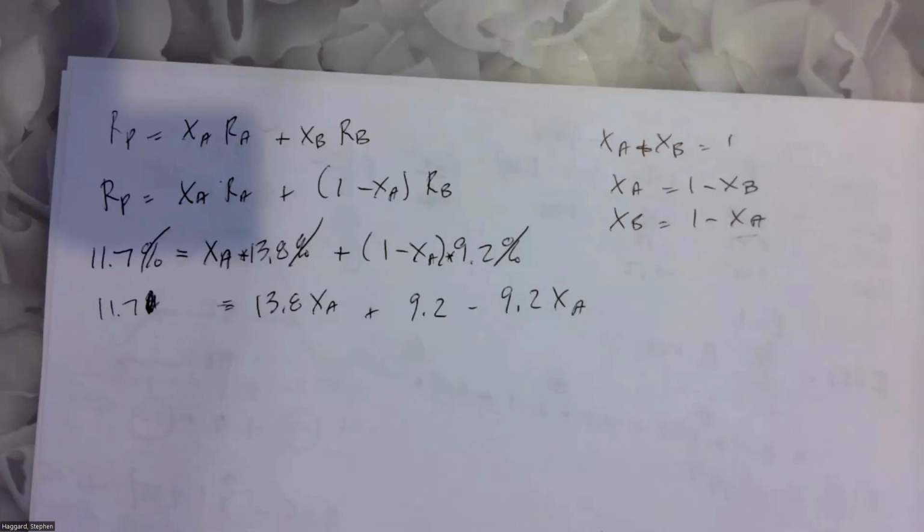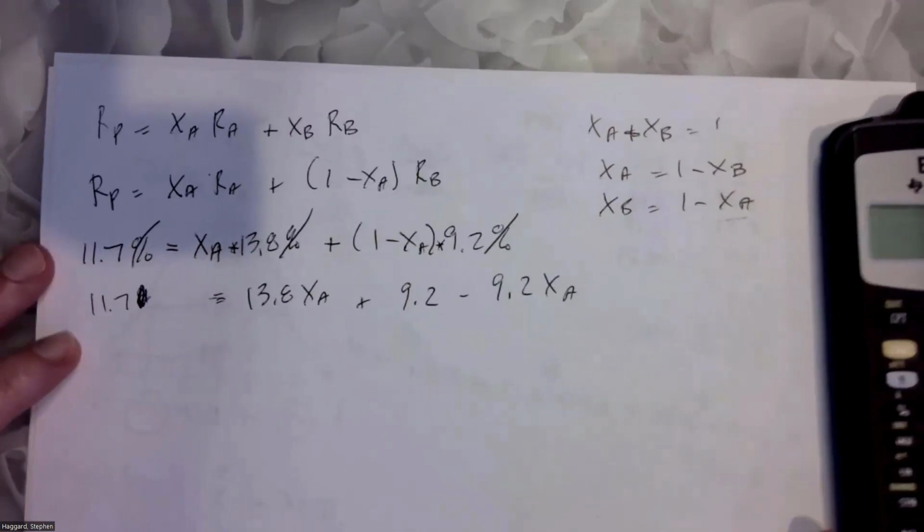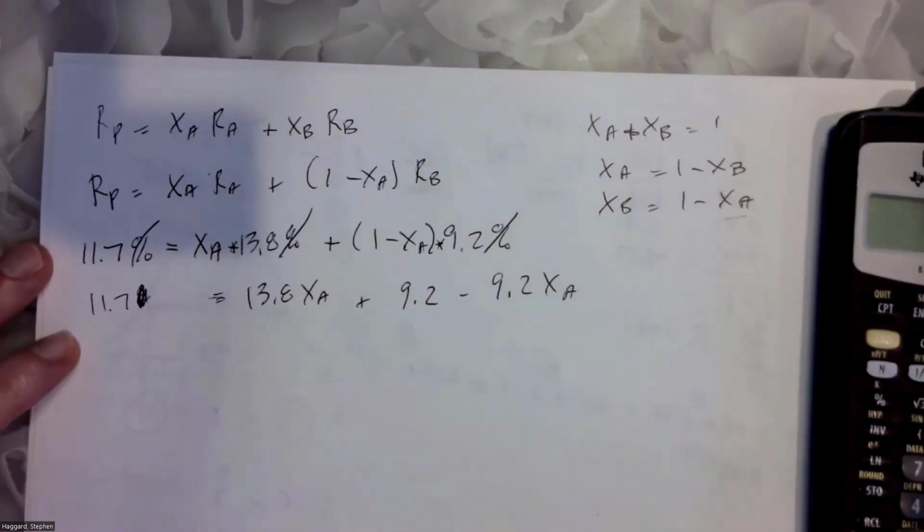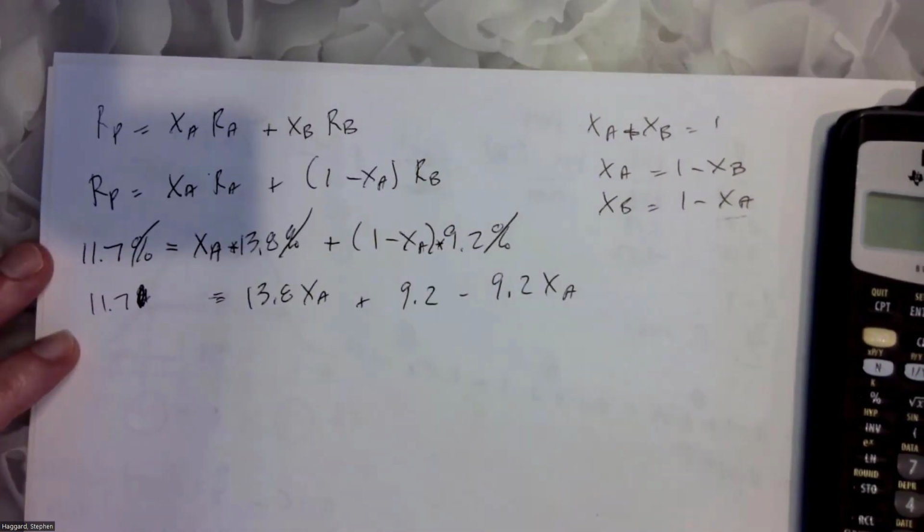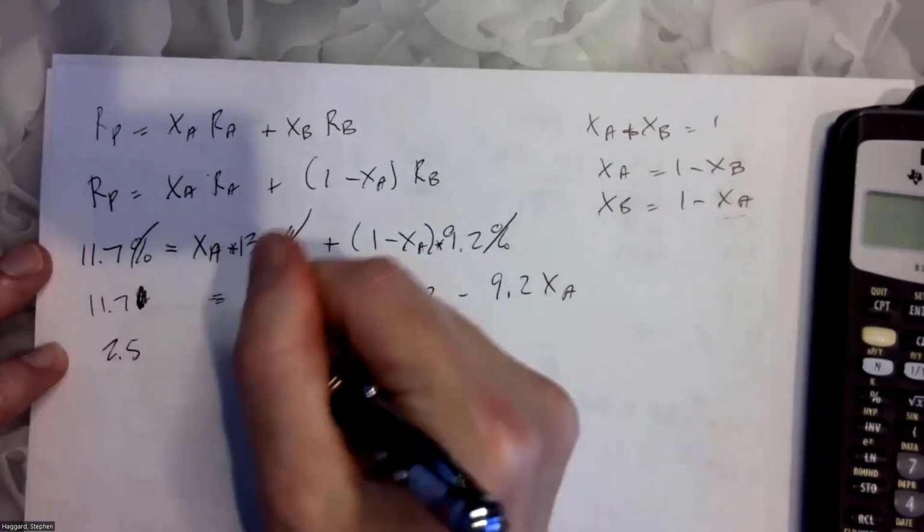Mr. Holman, what should we do next? Put the X sub A variables together and also get the 9.2 over with 11.7. Yeah, so we're going to do two things. We're going to subtract 9.2 from both sides. So if I've got 11.7 minus 9.2, that's going to give me 2.5 over here.